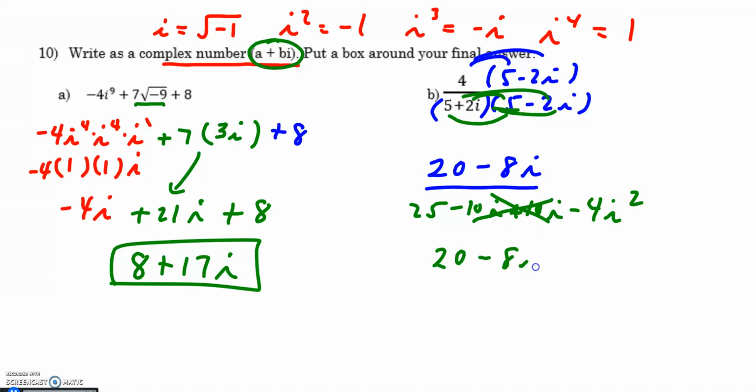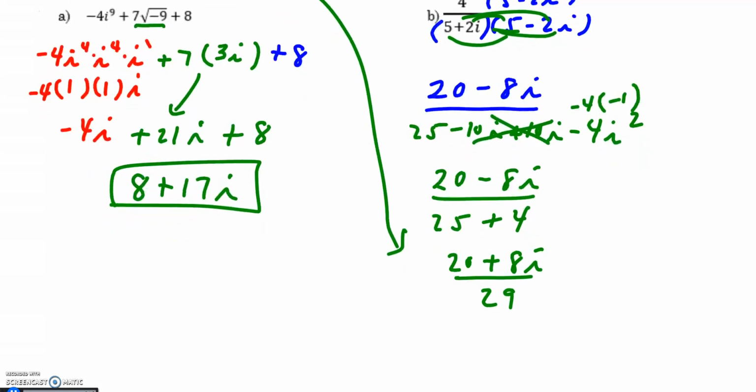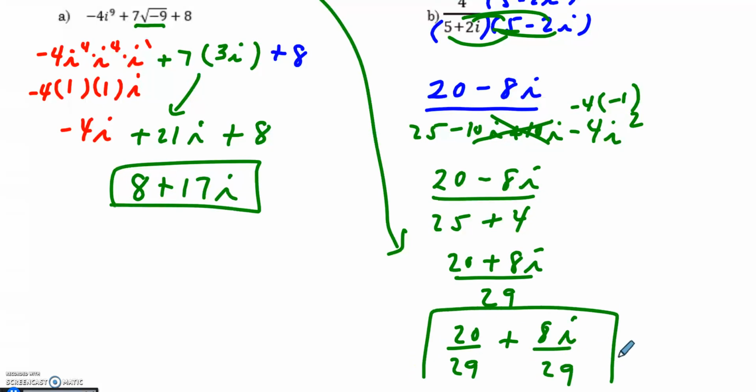So I have 20 minus 8i in the numerator, and in the denominator I have 25, and then this is really negative 4 times i squared, which is negative 1. So this really ends up being plus 4 in the denominator. So I have 20 plus 8i all over 29. Now if I want my answer to look like a plus bi, let me separate it into real and imaginary. So we could write it as 20 over 29 plus 8i also over 29. That is the perfect answer in the perfect format for a complex number.